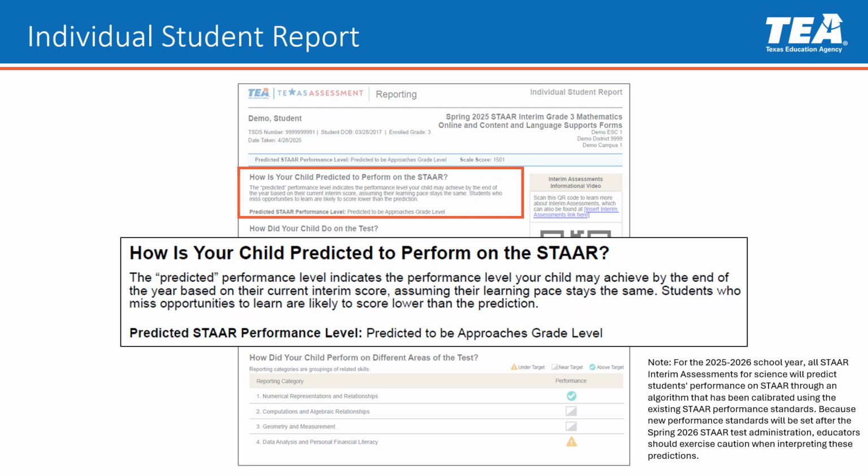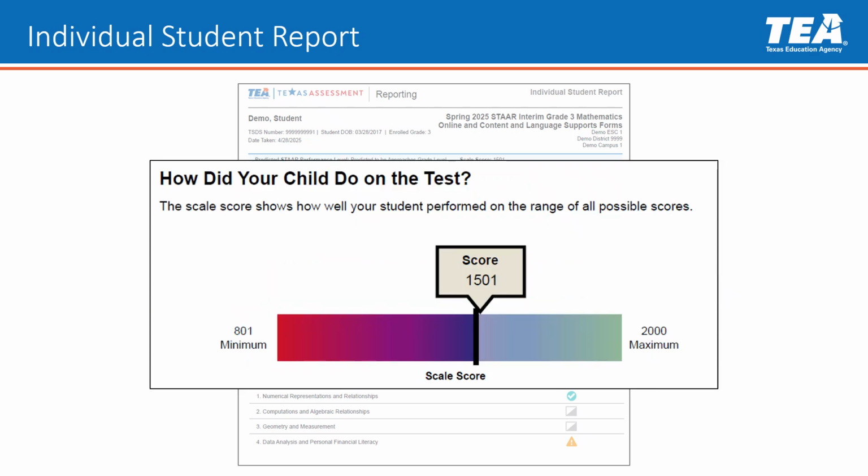Students who miss opportunities to learn, such as changes in motivation or attendance, are likely to score lower on the actual STAAR summative assessment than this predicted STAAR performance level. Note, predictions are just one data point to consider when determining which students need additional support. The next part of the report shows how the scale score your student received compares to the maximum score for this test. The scale score is the overall performance score.